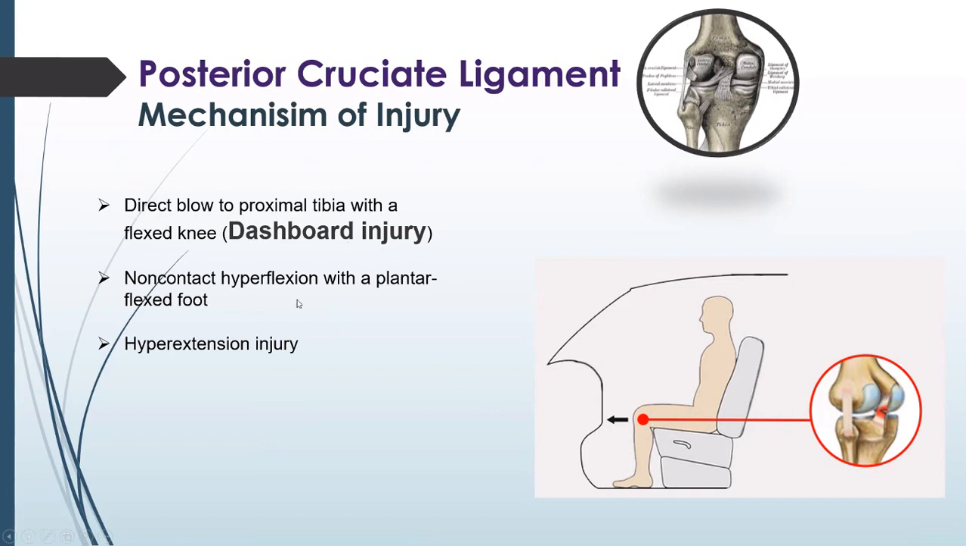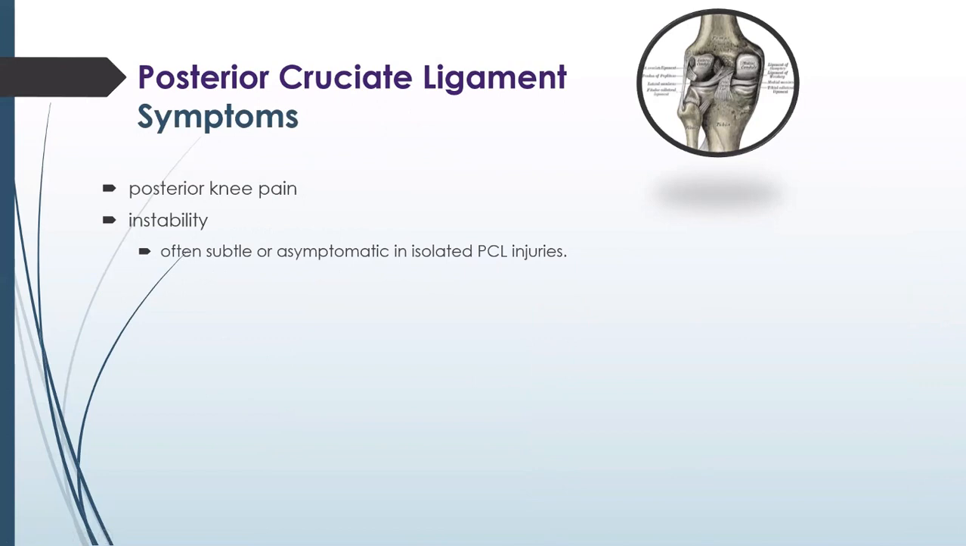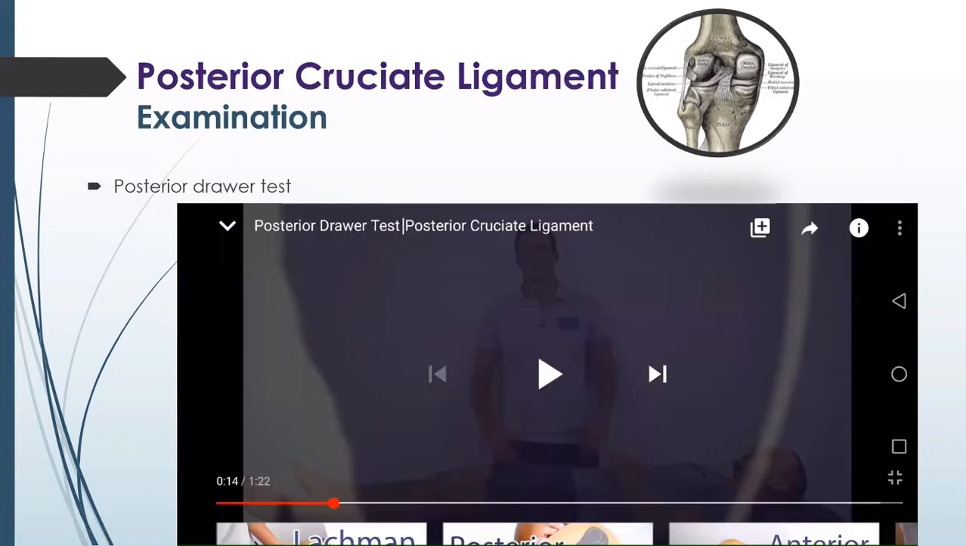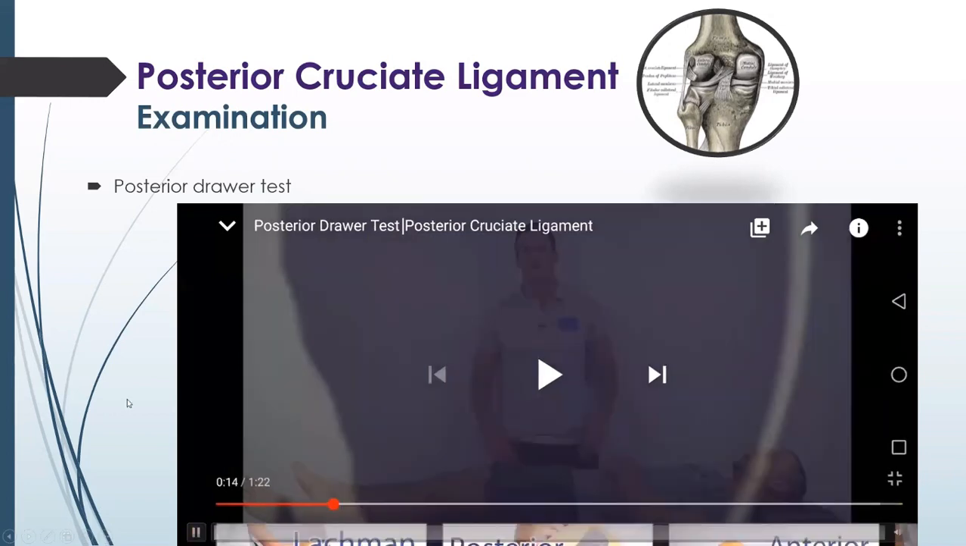Also, it can be a non-contact hyperflexion of the knee with the plantar flexed foot, or a hyperextension injury, which is also a rare mechanism of injury. Usually, when the PCL is torn, we have to check for the lateral collateral ligament and something called the posterolateral corner. It is a rare condition, and usually it doesn't occur solo. The patient complains of some kind of posterior knee pain and instability, some kind of giving way. The test for the PCL is the posterior drawer test. We can check for this one.